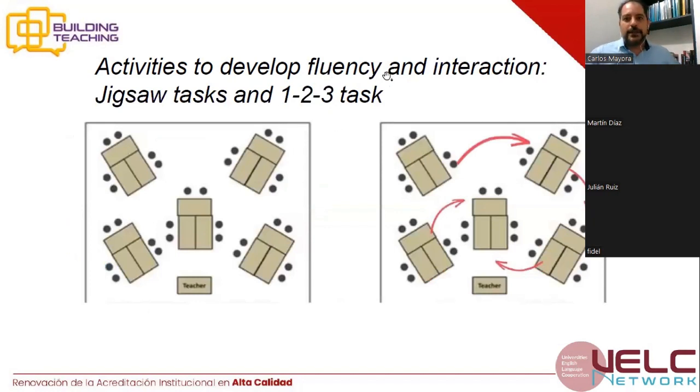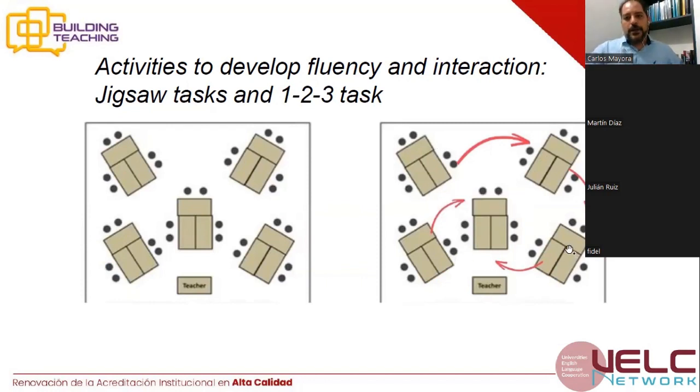To develop fluency, you can use jigsaw task or the 1, 2, 3 task. In jigsaw task, students work in groups with different subtopics. And then one student for each group moves to the other group to share the information that they discuss. Very simple examples.